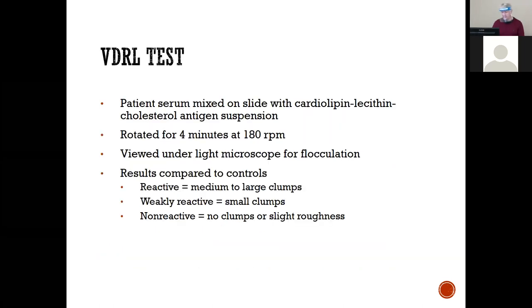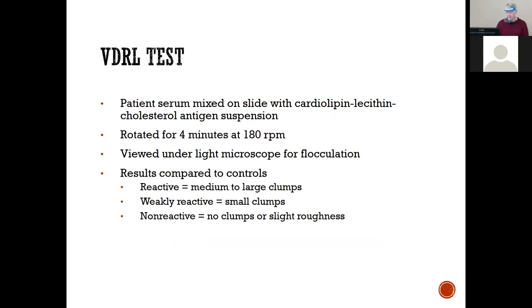The VDRL. Patient serum is mixed on a slide. So this is a little more involved here with VDRL, not much. But some of the things that we see with VDRL is that you have to make the preparation a little different, but it's still kind of the same principle, okay? But it's just not as quick. It's not as rapid. Viewed under a light microscope for flocculation, we don't have to go under a light microscope. We'll be able to see it with the RPR. We'll be able to see it macroscopically.